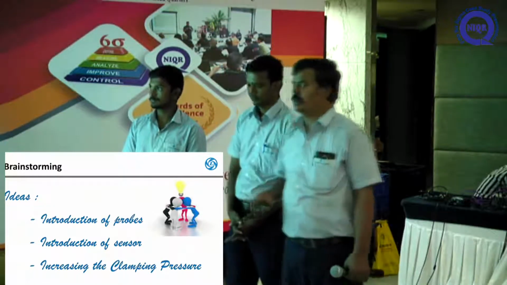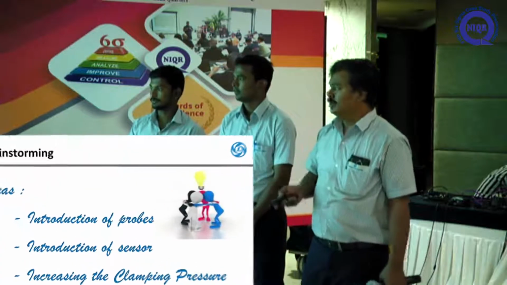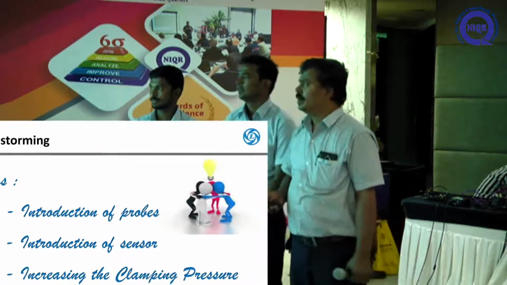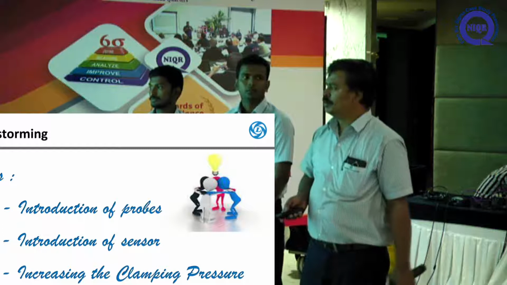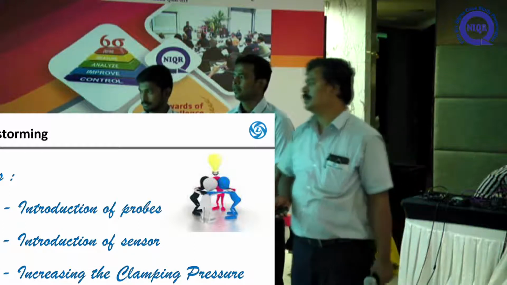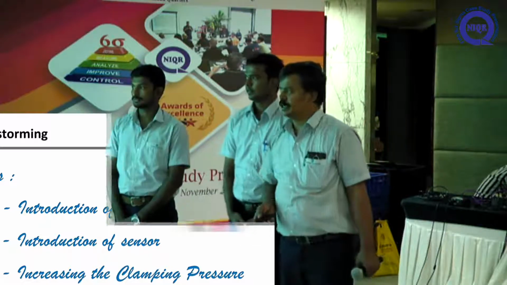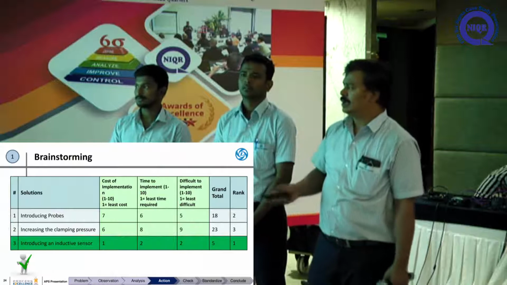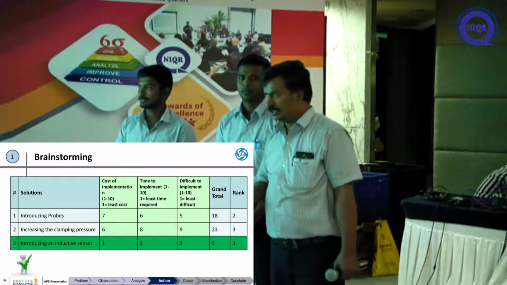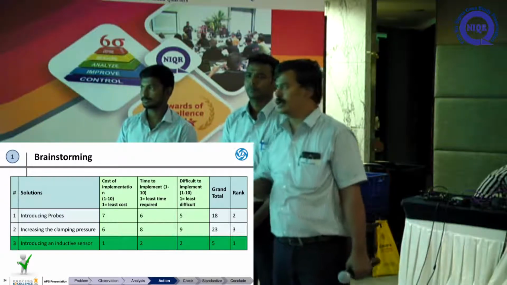So we are using brainstorming. Three causes are identified. One is introducing a probe, the second is increasing the clamping pressure, and the third is the introduction of an inductive sensor. Introducing a probe may increase the cycle time, or the output will be reduced.